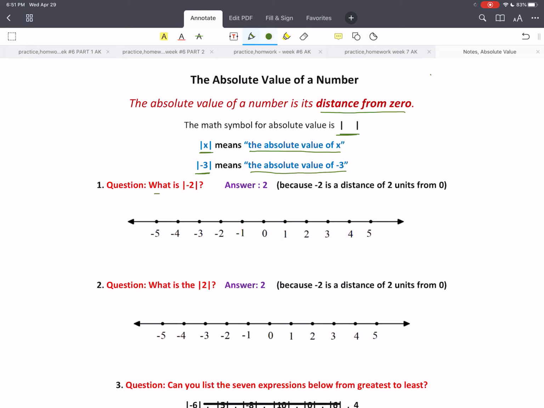So what is the absolute value of -2? Well, -2 is here on the number line. It's 2 units from 0, so the absolute value of -2 is 2. What is the absolute value of +2? 2 is here. It is also 2 units from 0, so the absolute value of +2 is also 2.